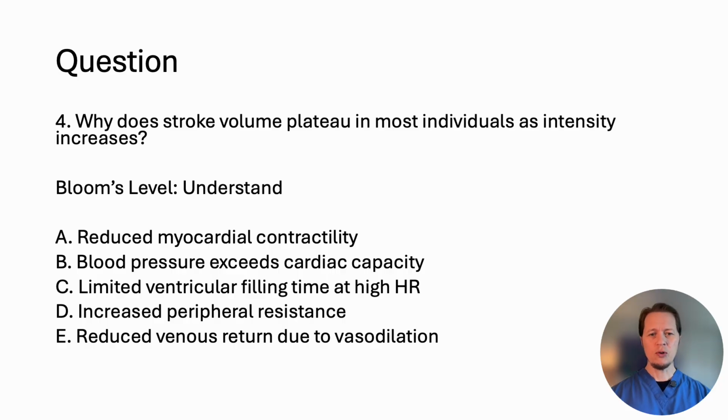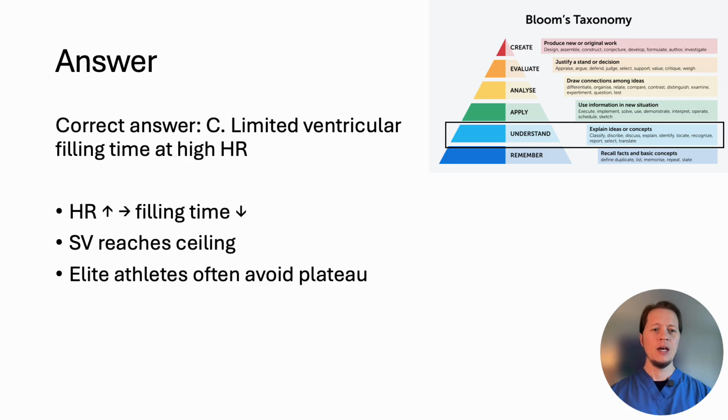Question 4, why does stroke volume plateau in most individuals as intensity increases? Is it A, reduced myocardial contractility, B, blood pressure exceeds cardiac capacity, C, limited ventricular filling time at high heart rates, D, increased peripheral resistance, or E, reduced venous return due to vasodilation? And this answer is C.